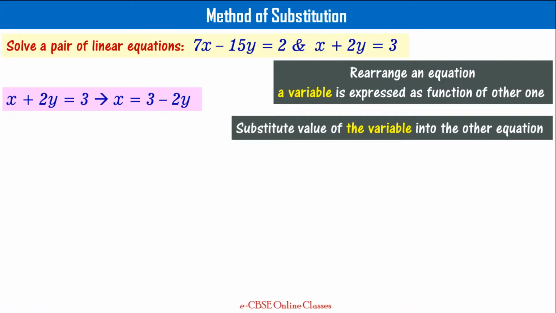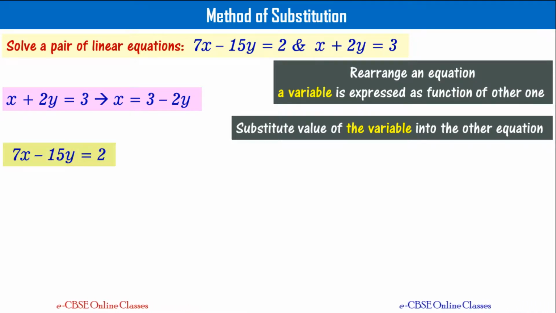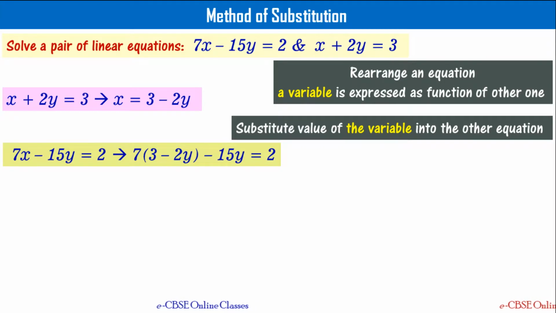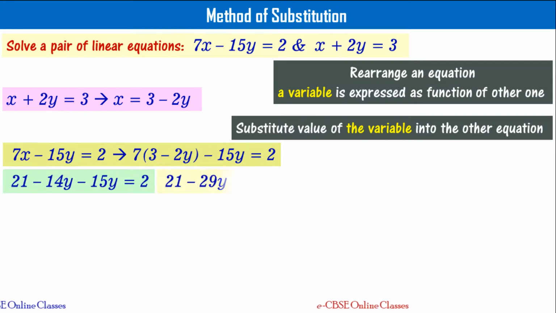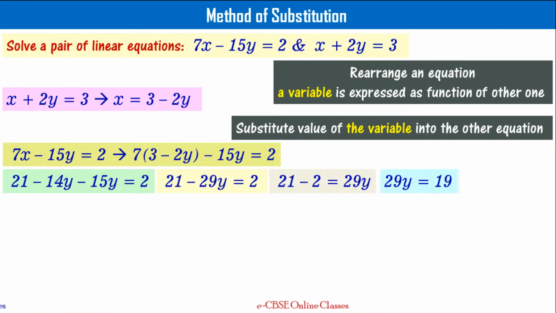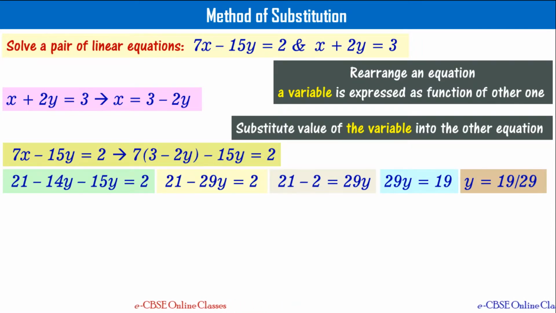Now let's go to the second step. We have to substitute this expression into the other equation. The other equation we have is 7x minus 15y equal to 2. Let's now substitute x equal to 3 minus 2y into this equation such that it can be written as 7 times (3 minus 2y) minus 15y equal to 2. You simplify this equation such that you get y equal to 19 by 29, right?